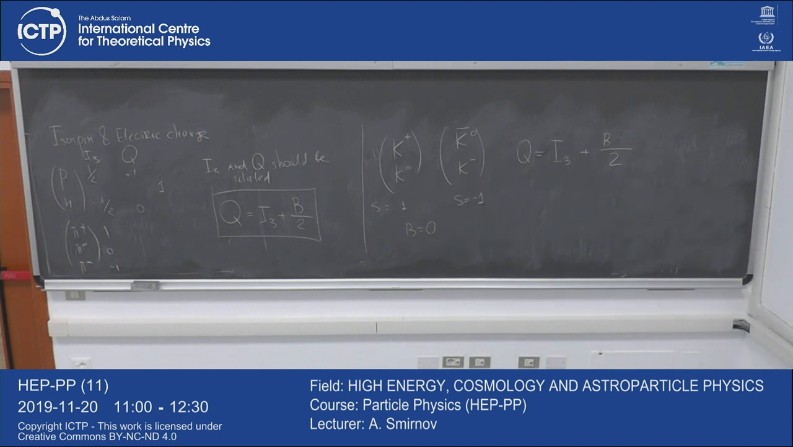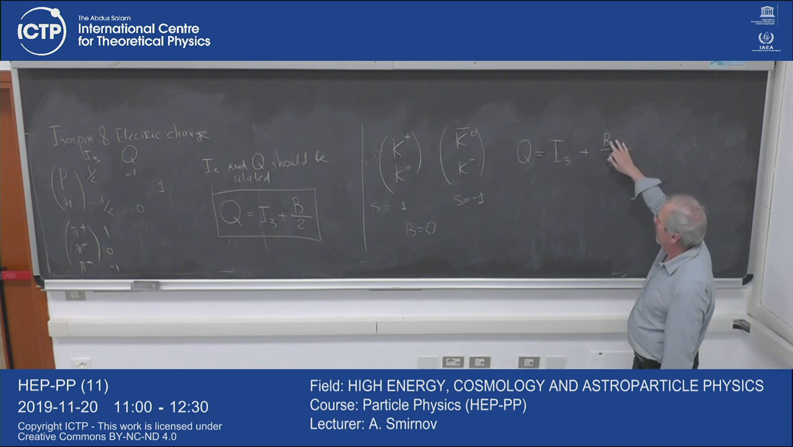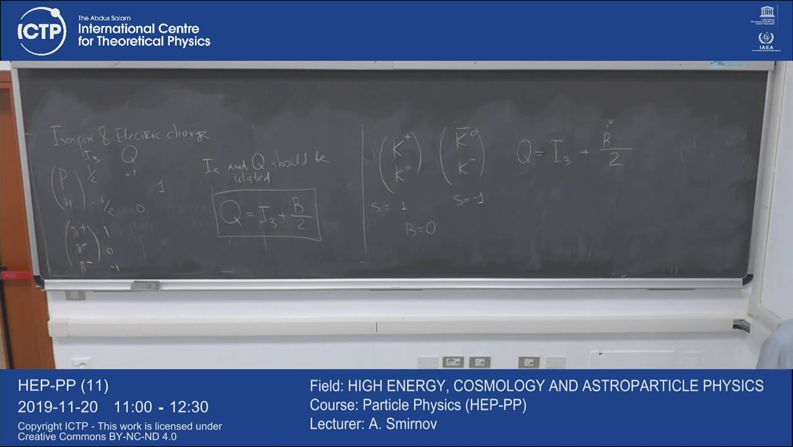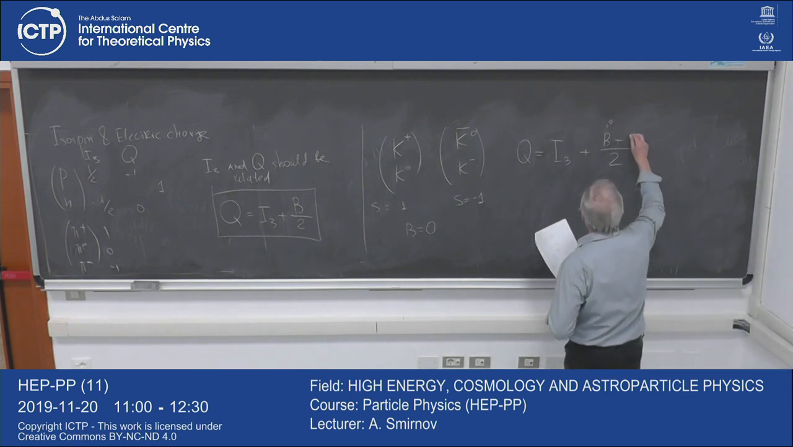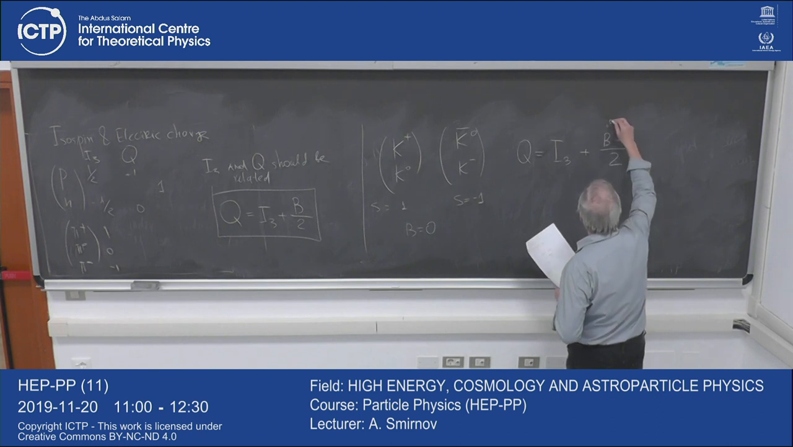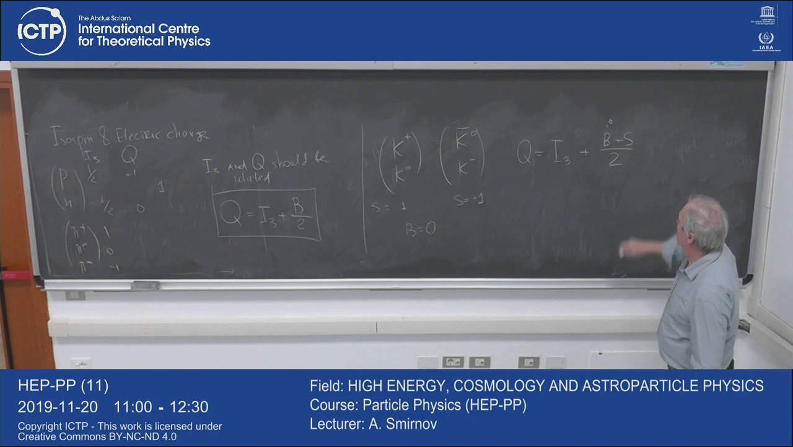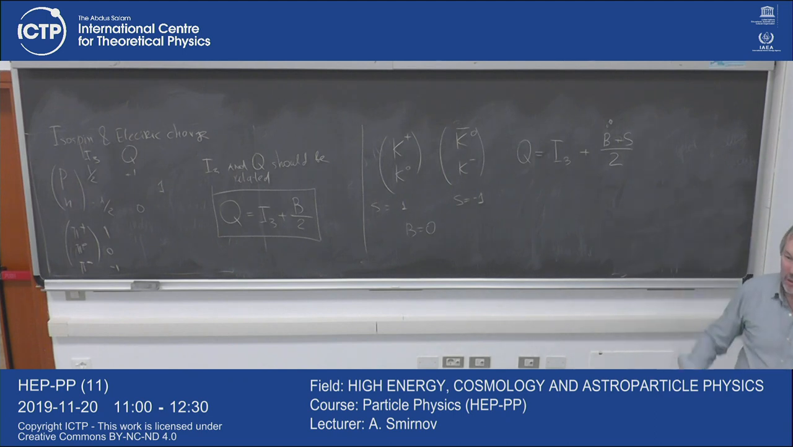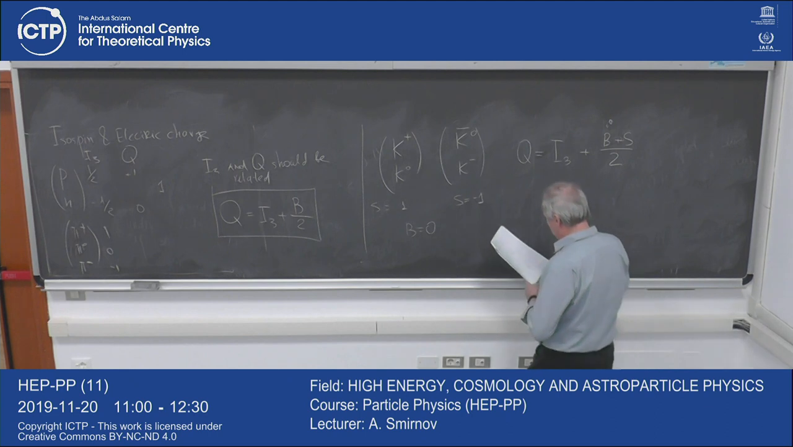But then this is not enough, right? Because then we are in the same situation as we have for proton and neutron, and unfortunately here B is 0. So the baryon number is 0 here. How can we get the correct expression for Q? We can add S, right? Baryon number is 0, and if S is 1 or minus 1, we can reproduce electric charges in this system. So this is the so-called Nakano-Nishijima-Gell-Mann formula.